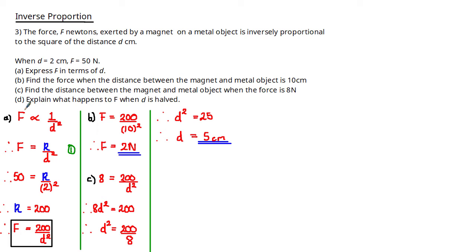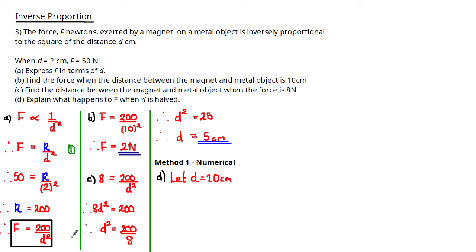The next question is an interesting one. It asks us to explain what happens to F when d is halved. Now I'm going to show you 2 methods of approaching this problem. The first one is going to be using numerical methods, which simply means using numbers. And what we're going to do is choose any value of d. We're then going to find out its corresponding value of F using this formula, and then work out what happens to F when we choose half of that value of d. So let's use an easy number and let's allow d to be equal to 10 centimeters.